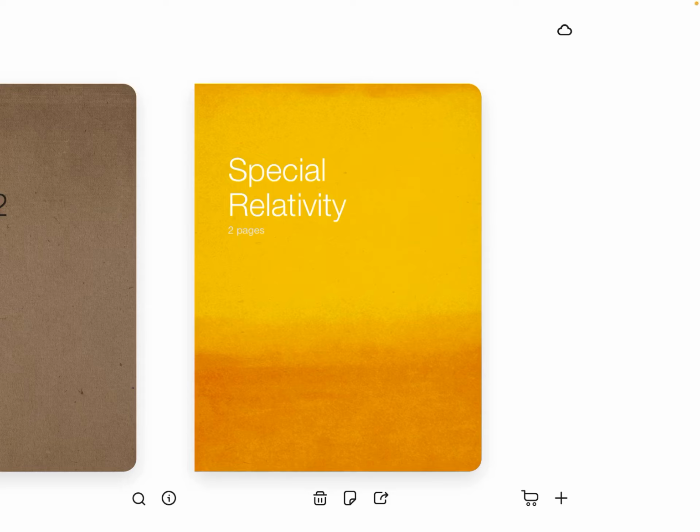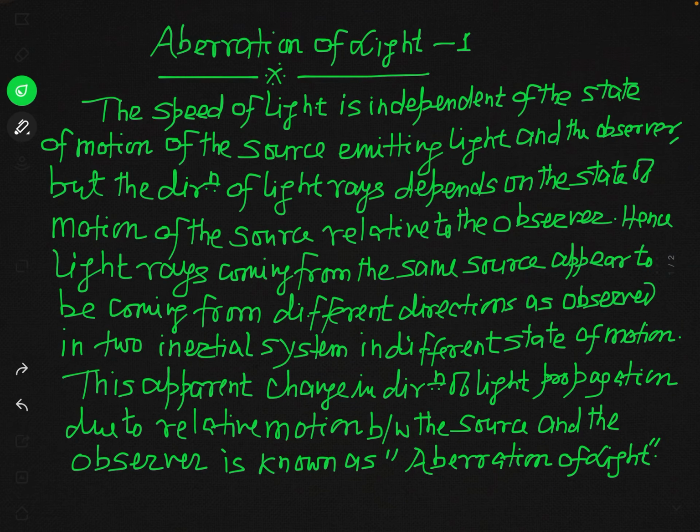After a detailed analysis of relativistic kinematics, now we are going to discuss two important phenomena of relativistic kinematics. The first one is aberration of light, and the second will be the Doppler effect in light, or you can say relativistic Doppler effect. So in this first lecture, we will discuss the aberration of light.